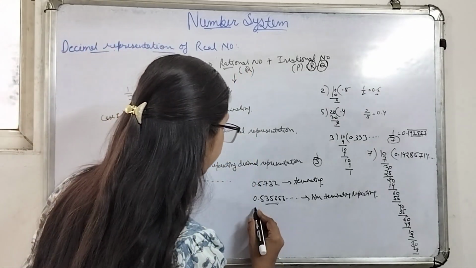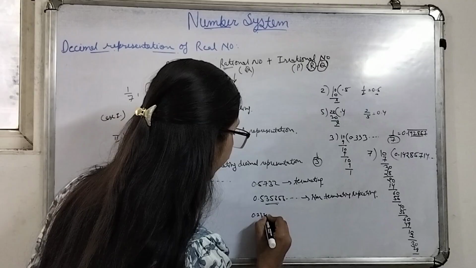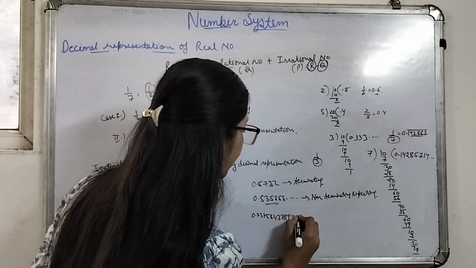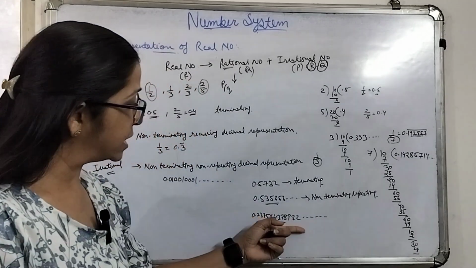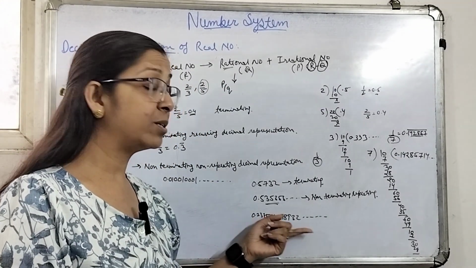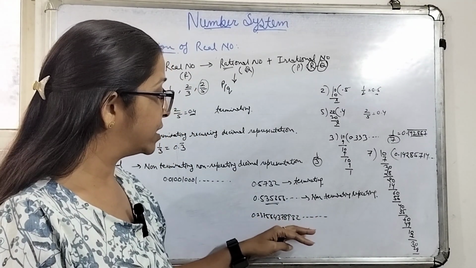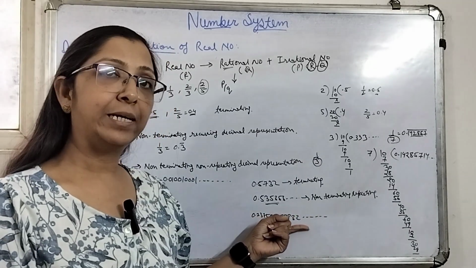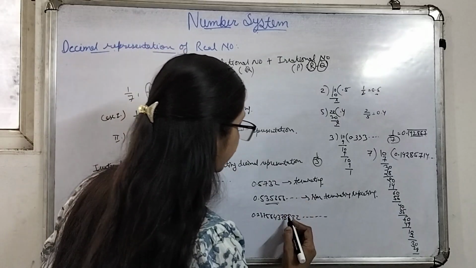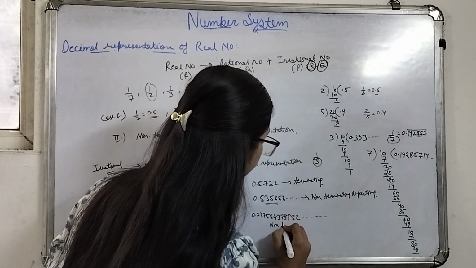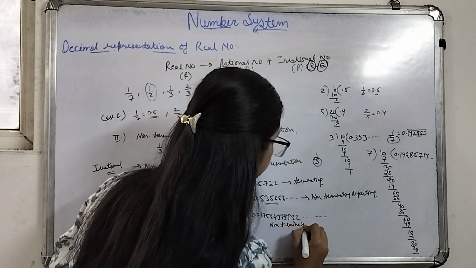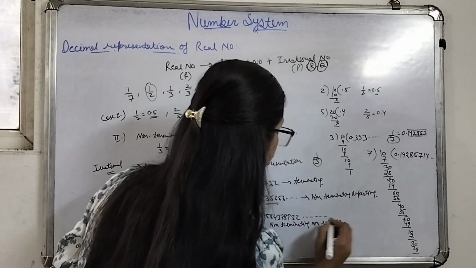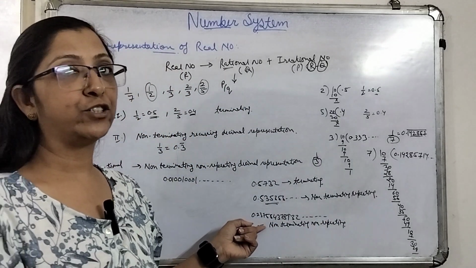Now if I take an example, 0.23758437893 ... Over here we can see that there is not even a single group which is repeating again and again. So this type of decimal representation, which has not terminated and none of the group is repeating, is non-terminating, non-repeating type of decimal representation, and it is an example of your irrational number.